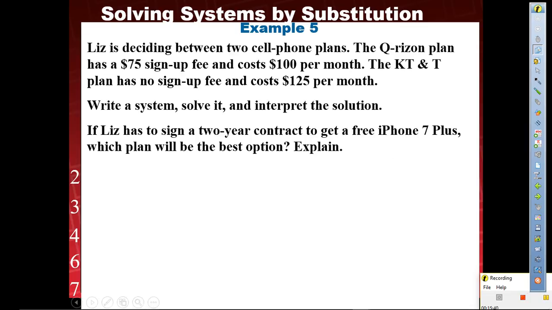Copy this down, please. Example 5. Copy it in the back so we can have space. It says, example 5. Liz is deciding between 2 cell phone plans. The Verizon plan has a $75 sign-up fee and a cost of $100 per month, and the KT&T plan has no sign-up fee and costs $125 per month. Be nice. Write a system, solve it, and interpret the solution. If Liz has to sign a 2-year contract to get a free iPhone 7 Plus, which plan will be the best option? Explain. Write that down, please.